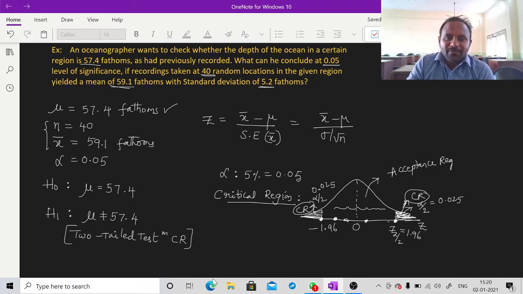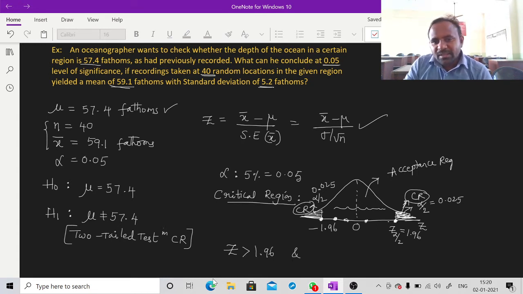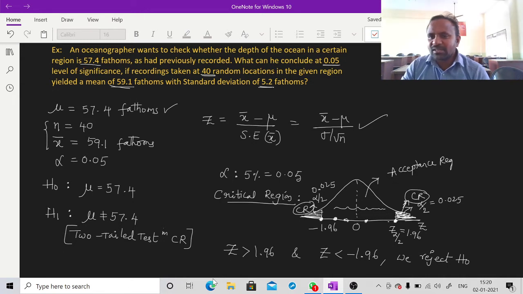So our identification of this critical region is that if the test statistic value, by this formula, is more than 1.96 or less than minus 1.96, we reject the given null hypothesis. We reject the statement mu is equal to 57.4 fathoms. We need to reject null hypothesis H naught. I mean, using this sample information, whatever claim is mentioned, that is to be rejected.